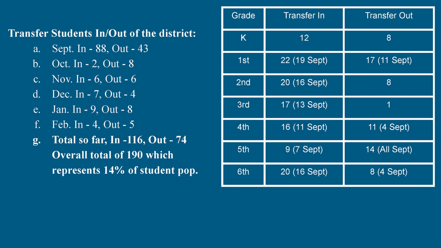For the district so far, we've had 116 kids enter and 74 kids go out, which is a total of 190 students, which represents about 14% of our student population. So when I was analyzing the data, I kept going back to our transfer in and out data as well, because it's part of our strategic plan where we're looking to work with Linkit to be able to pull data based on the amount of time that students have been with us for each grade level.